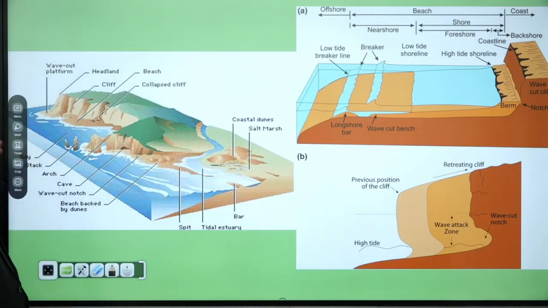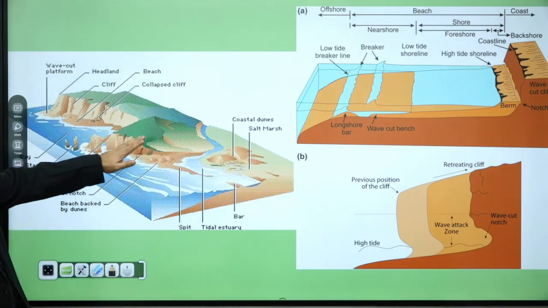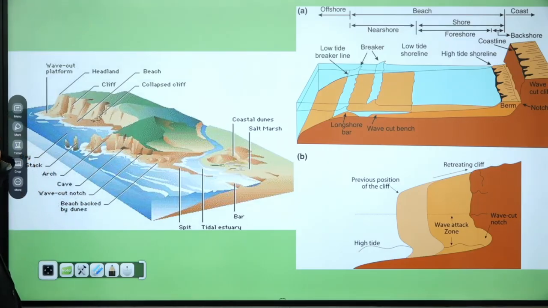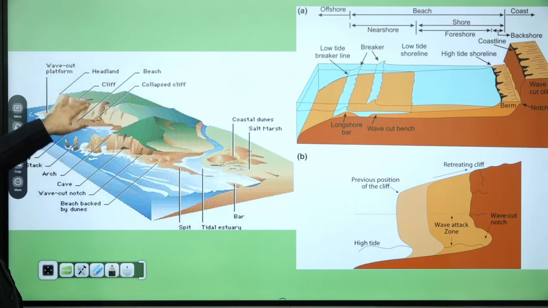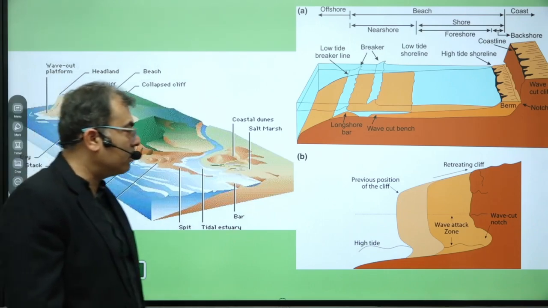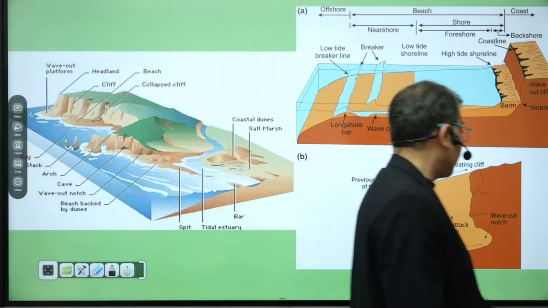So bay, stack, arch, cave, wave cut notch, wave backed by dunes. Dunes are just sediments. Collapse cliff. A cliff can break also. Cliff itself, as it is retreating, will it fall down? It will fall down and get collected. So that's a wave cut platform, and this is how cliff retreat happens.